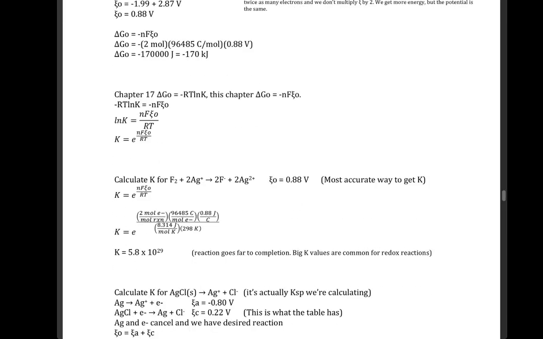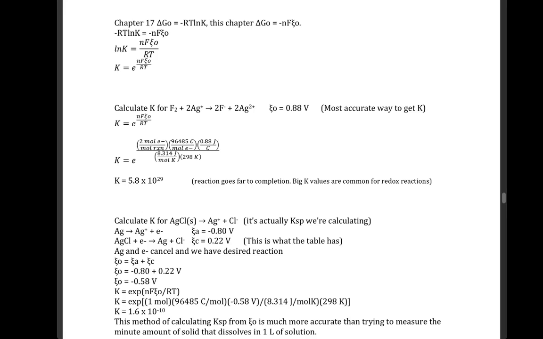So in our last chapter, we had the relationship delta G naught, so standard conditions, is equal to minus RT ln K. Now in this chapter, we have delta G naught is equal to minus nFE naught. So we can equate those two. So we have minus RT ln K is equal to minus nFE naught. And by the way, R is the universal gas constant, and T is temperature in Kelvin. K is the equilibrium constant.